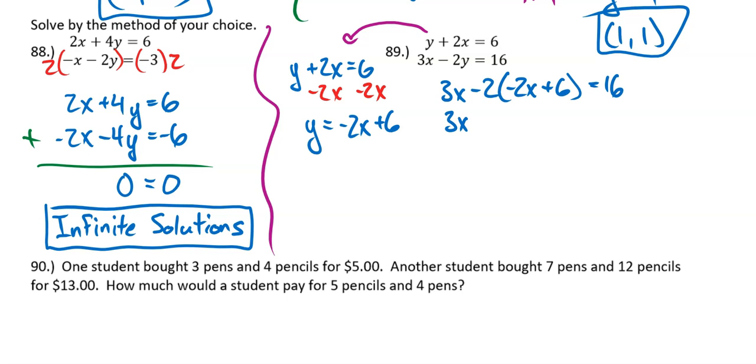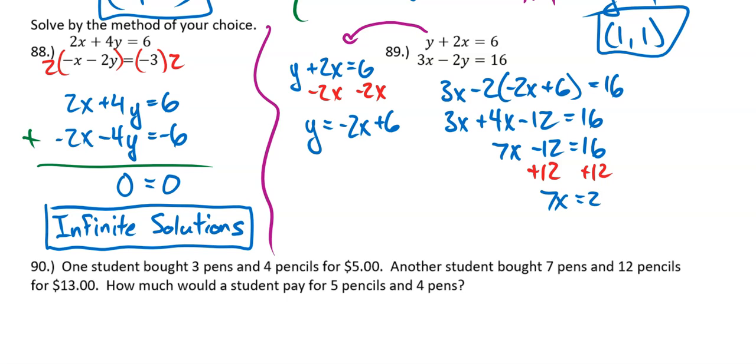And now I simplify, I distribute. That's a plus 4x minus 12. I combine like terms. Now I'm going to add that 12 to each side. So x equals 4.